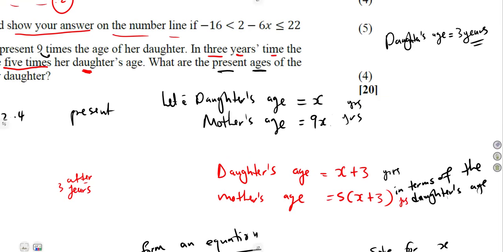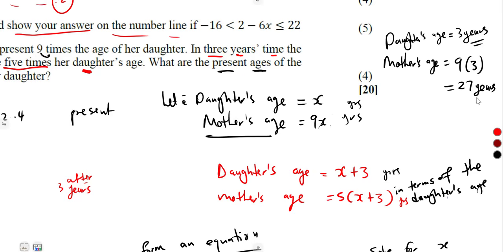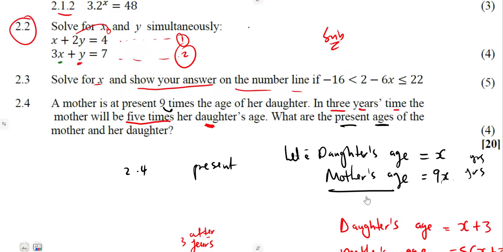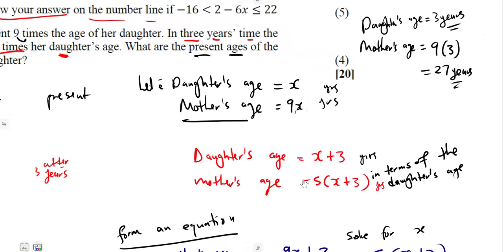So if x is equal to 3, what about the mother's age presently? The age is 9x. So the mother's age is going to be 9 times x, where x represents the daughter's age. So that's 9 times 3, which is 27 years old. So presently the daughter is 3 years and the mother is 27 years old. That is the condition that you're given there. All right, so there are many ways of answering this. You can interpret it in your understanding.